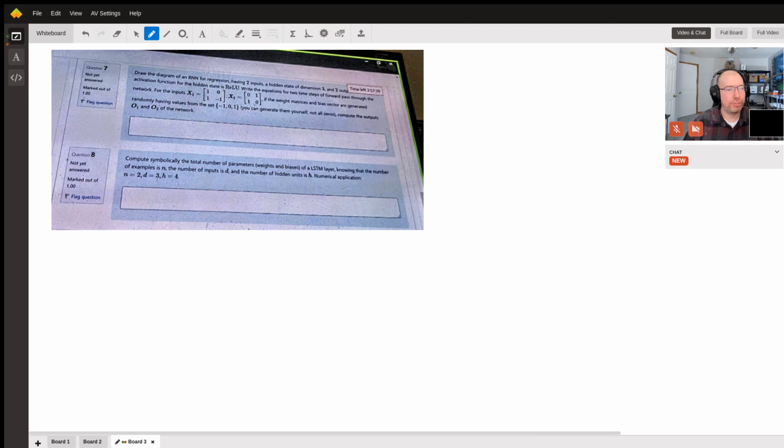Actually, maybe we'll do number 8 first, because that might be a little bit easier. Did you want me to pull up something? Not at the moment, but if you see anything that you think would be helpful, feel free. Some of these, I don't know off the top of my head, like the equations for the forward pass through an RNN. Calculating the number of parameters of an LSTM is something I'll have to look up a little bit.